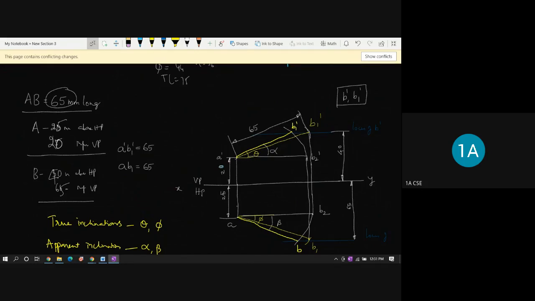Any questions regarding this? Sir, is theta 20 degrees and phi 39? Theta is 20 degrees and phi is 39. Is it rough or actually done? Actual, I've done. Okay, right. Then alpha I got as 24 degrees and beta as 42 degrees. Okay. Right. And apparent lengths, he has not asked for the apparent lengths, he has only asked to show the inclinations. Right.